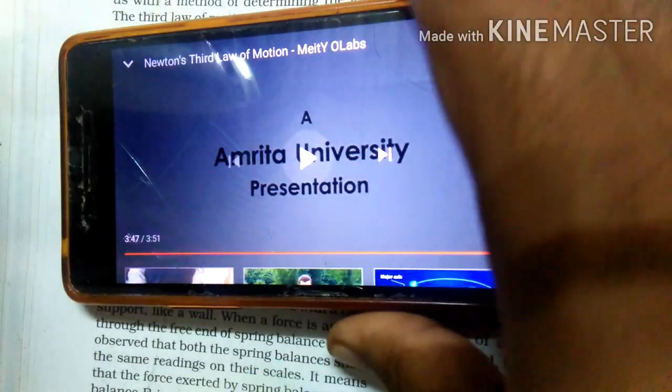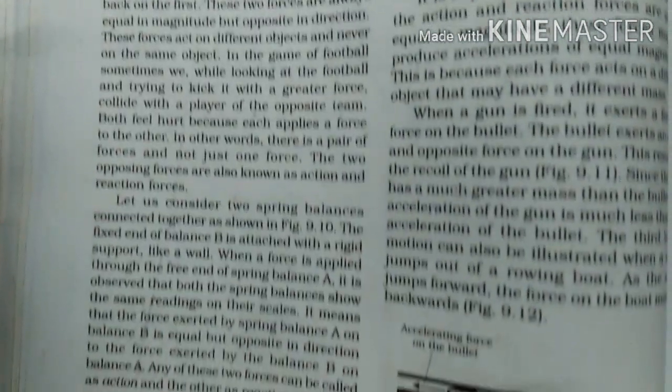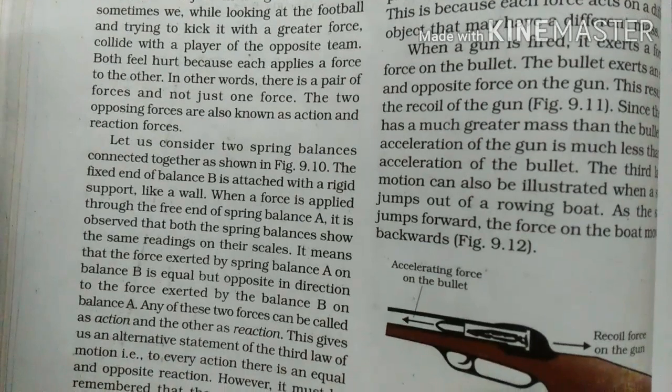I hope you understood it better. Now we will move on to the next part of the topic.